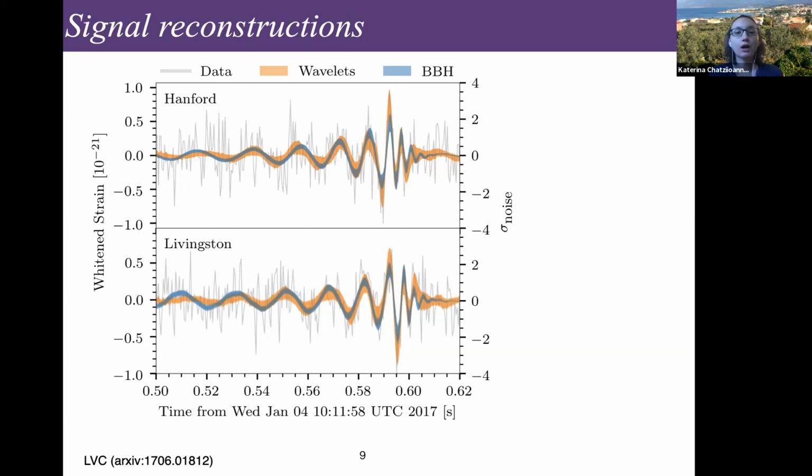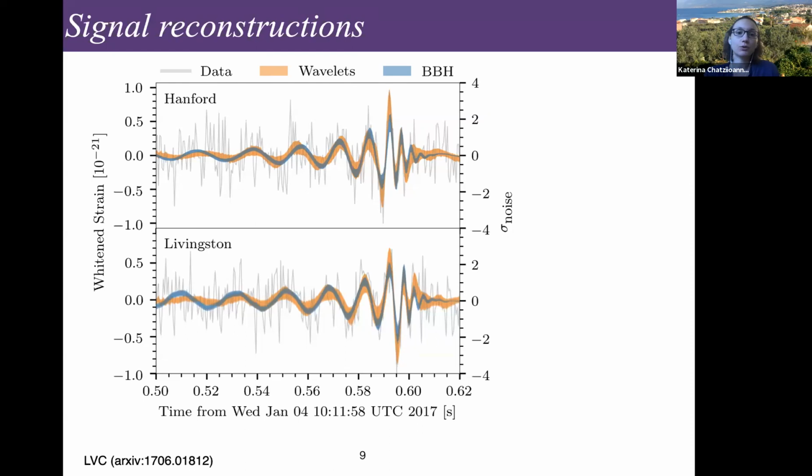And with the shaded regions, you can find the posterior for our reconstruction, what we think the signal that was observed that day was. In the blue, it's the standard analysis you get when you assume it's a binary black hole. So think solutions to GR in terms of the EOB waveforms or the Phenom waveforms. You analyze the signal, you get the blue. Well, the orange is the more flexible wavelets analysis I have been describing. And you can compare the two and see some features of the analysis.